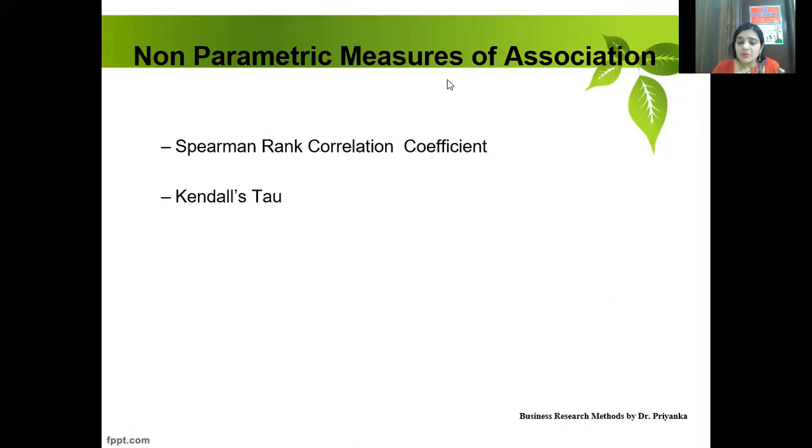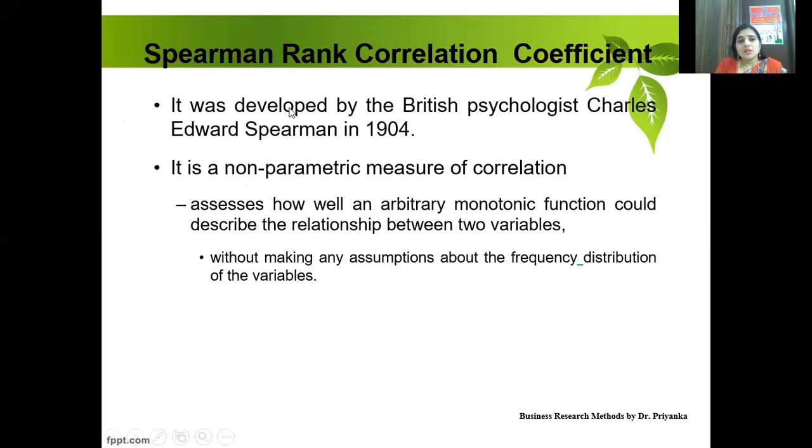When it comes to non-parametric measures of association, we have two methods which are majorly used. One is Spearman rank correlation coefficient and another one is Kendall's tau coefficient. Let us discuss these two tests one by one. Spearman rank correlation coefficient was given by British psychologist Charles Edward Spearman in 1904. That is why it is named the Spearman rank correlation test.